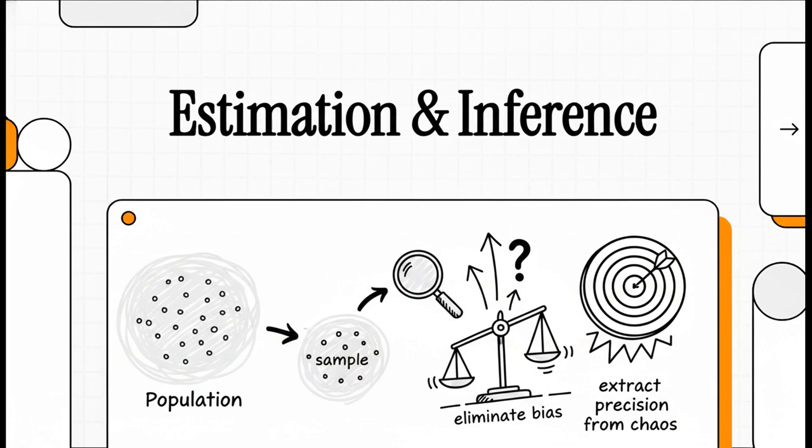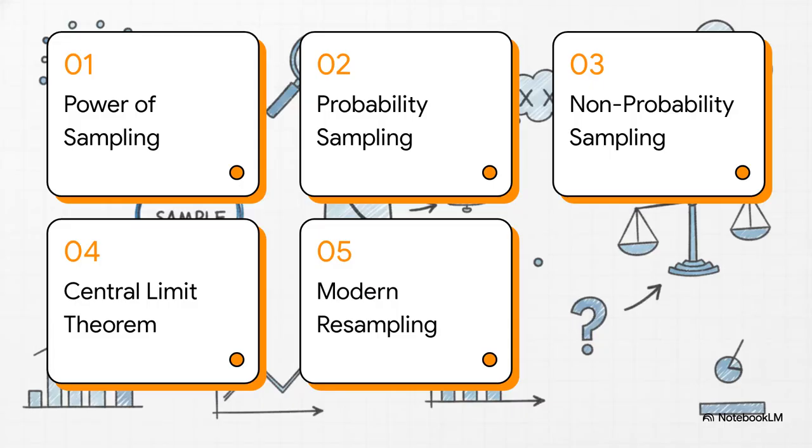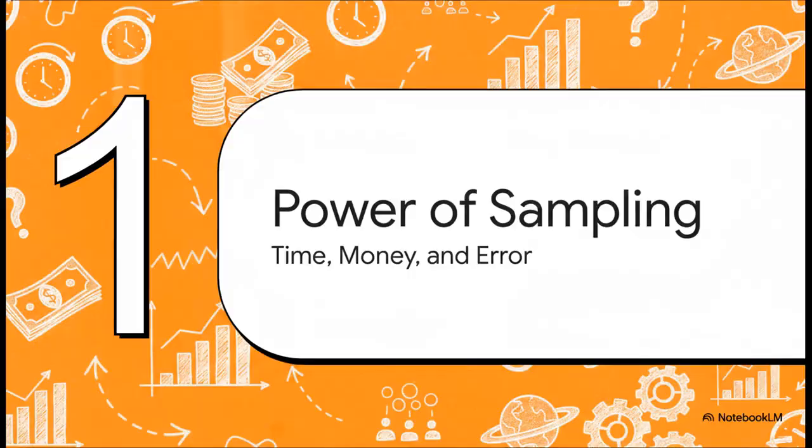Okay, let's dive right into this and check out the tools that are going to empower us to eliminate bias and extract real precision from total chaos. So, here is our roadmap for today. We'll be looking at the power of sampling, probability sampling methods, non-probability sampling methods, the Central Limit Theorem, and finally, modern resampling techniques.